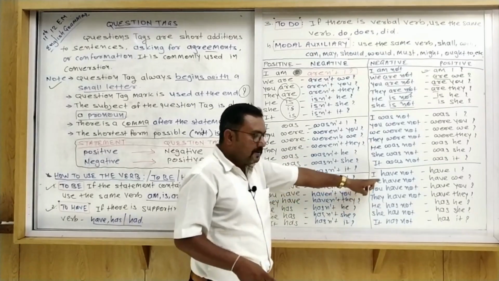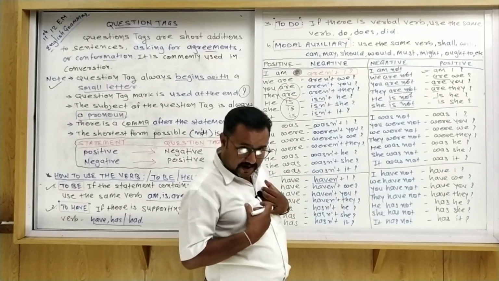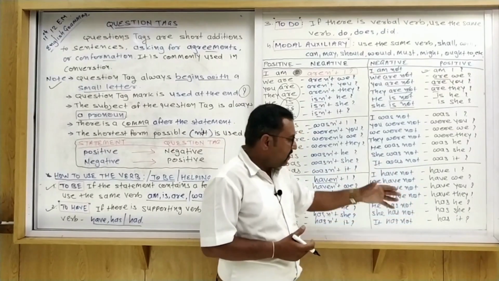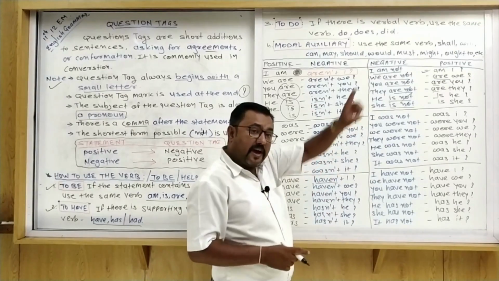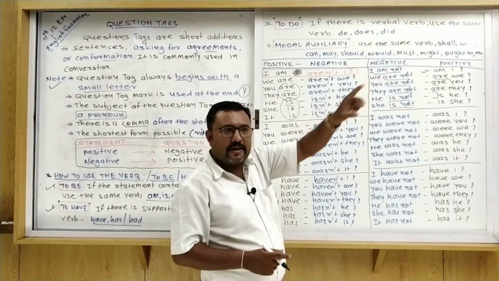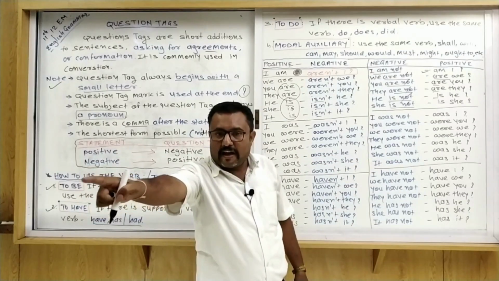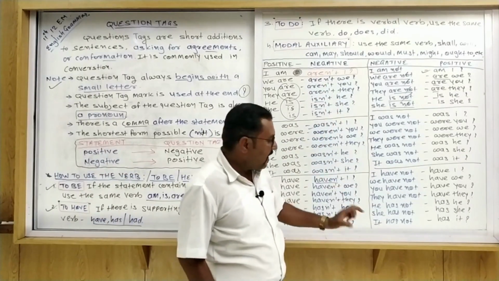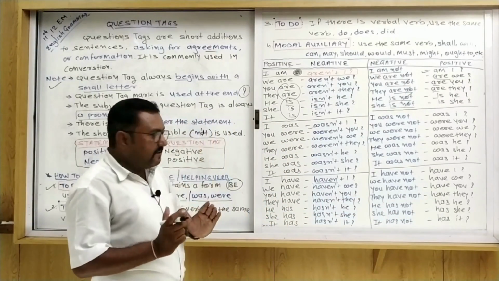The same thing, if the sentence is about negative. I have not, have I? We have not, have we? You have not, have you? They have not, have they? He has not, has he? She has not, has she? It has not, has it? Okay, dear friends, clear it?